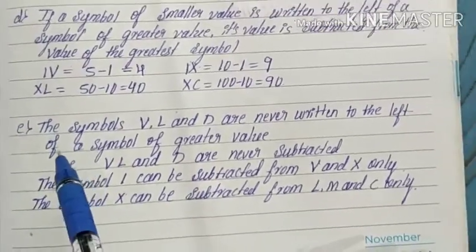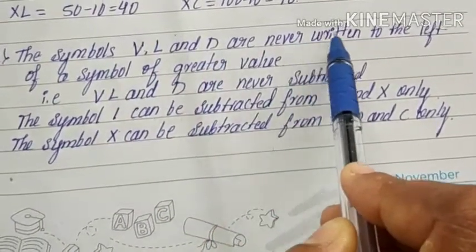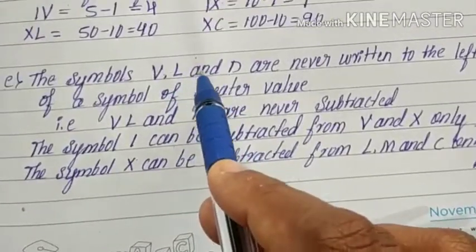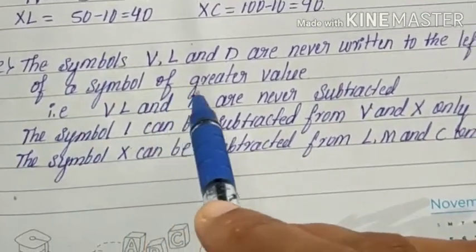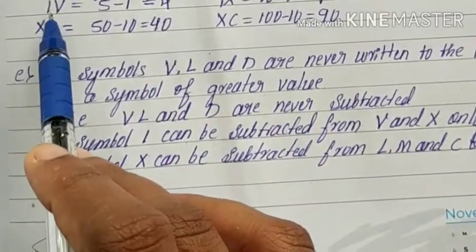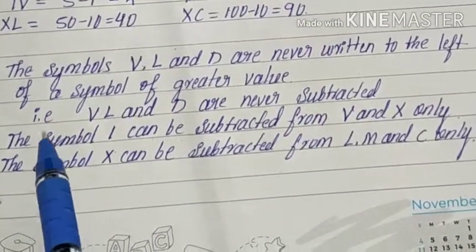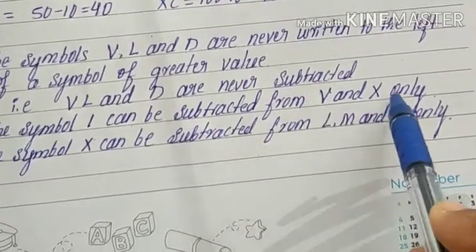Next, the symbols V, L and D are never written to the left of a symbol of greater value. V, L and D are never repeated, and they are also never written to the left of a symbol of greater value. That is, V, L, D are never subtracted. The symbol I can be subtracted from V and X only.